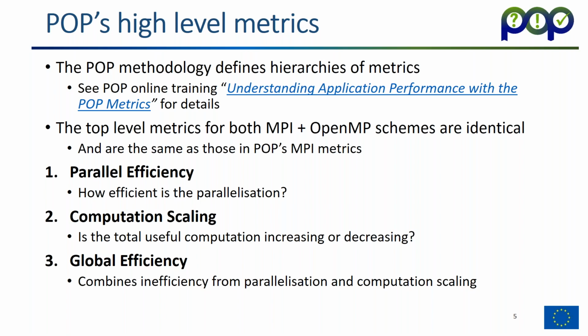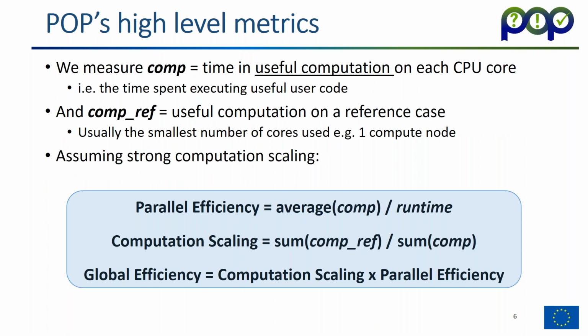And the top level metrics for both of the schemes we're going to be introducing today are identical, and they're the same as POP's MPI metrics. These top level metrics are parallel efficiency, which tells you how efficient the parallelization is, computational scaling, which tells you if the total useful computation is increasing or decreasing, and global efficiency, which measures the combined inefficiency from the parallelization and computational scaling. And just to show you how simple and easy it is to calculate these metrics, I'm going to define them now.